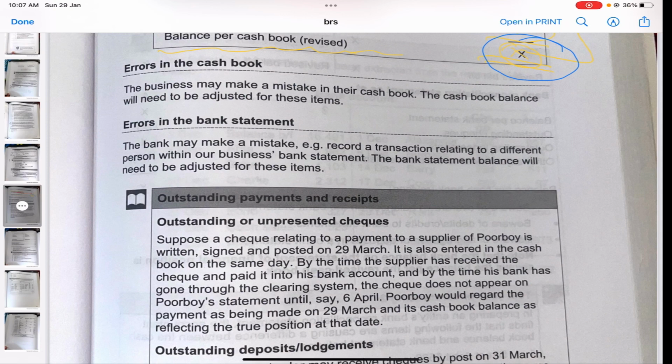Errors in the cash book. The business may make a mistake in their cash book. The cash book balance will need to be adjusted for these items. Errors in the bank statement. The bank may make a mistake. For example, recording a transaction relating to a different person within our business's bank statement. The bank statement balance will need to be adjusted. So we know this is the third thing. Bank errors was also one of the exceptions, so that will also be the bank's mistake.